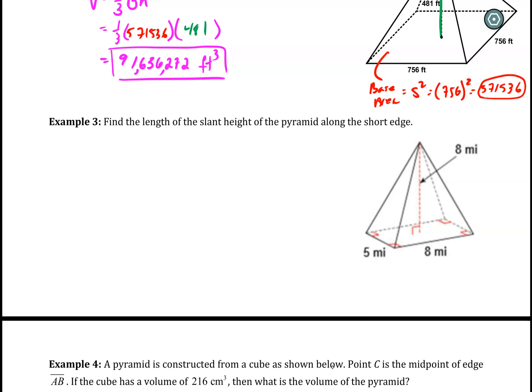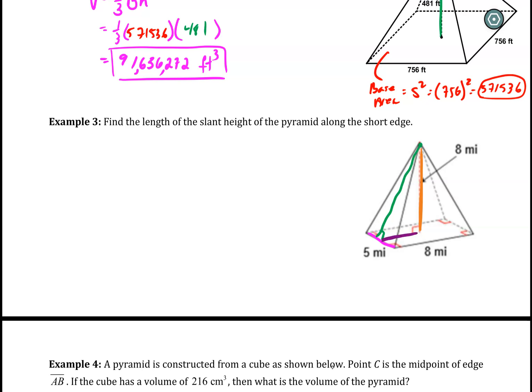All right. Example number 3. Find the length of the slant height along the shortest edge. So I want to come from the top down to the shortest edge. In this picture, the short side is the 5 mile side. So we want to find from here down to there. We're looking for this line here, and again, it has to be perpendicular to the base. Then we've got our height here, and then I can find this distance right here.